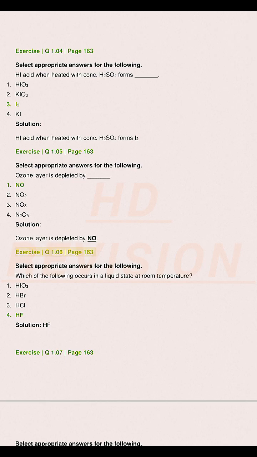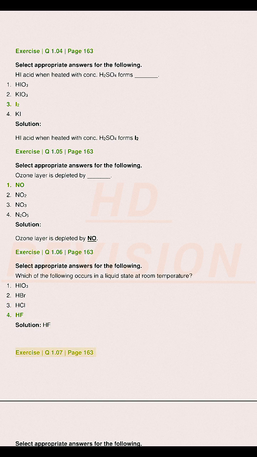Exercise Q1.06, page 163. Select appropriate answers for the following. Which of the following occurs in a liquid state at room temperature? 1. HIO3. 2. HBr. 3. HCl. 4. HF. Solution. HF.